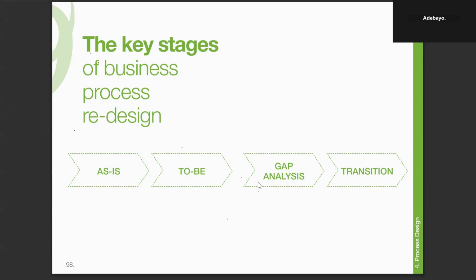Then you analyze the gap between the as-is and to-be, right? Once you analyze the gap, what do you do next? Solve for that gap, right? That gap is the actual problem that you need to solve to get to the to-be. So that's where transition comes into place. You solve for that gap to transition from the as-is state to the to-be state. So business process redesigning, which can be improvement or re-engineering, has to go through your as-is state, your to-be state, and your gap analysis.